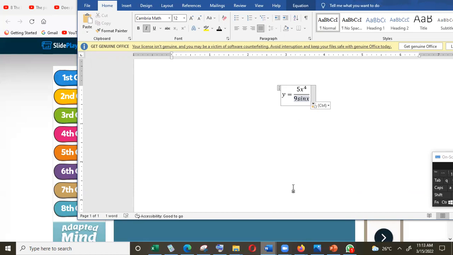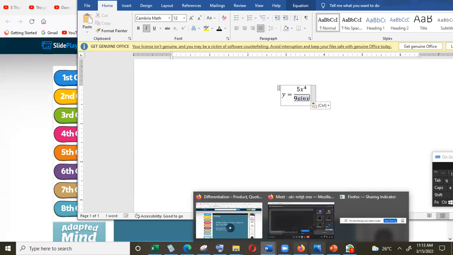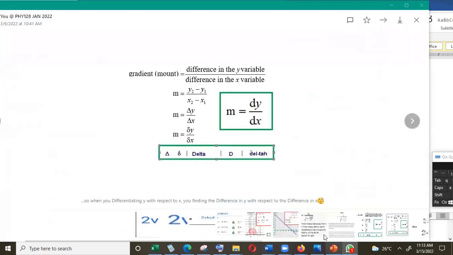So depending on the function, the level of difficulty may increase, and you may even forget that you are differentiating, but never forget that it is gradient that you are finding. Whenever you are differentiating, always remember that you are finding gradient, you are finding a rate of change. Very important branch in mathematics.